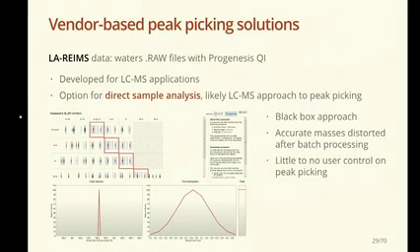But of course, Progenesis is also used in LC-MS applications, so it's likely developed for LC-MS. They do have options for direct sample analysis, but it's a bit of a black box approach. I mean, we don't know what the algorithms behind it are, and at least from an AIMS and DIMS perspective, the accurate masses, when you analyze large batches and large cohorts, are distorted after processing, which renders the feature annotation more difficult. And there's little to no user control on the peak picking, which makes it user-friendly, but from an informed perspective, makes it more difficult.